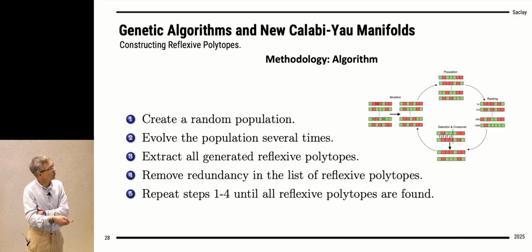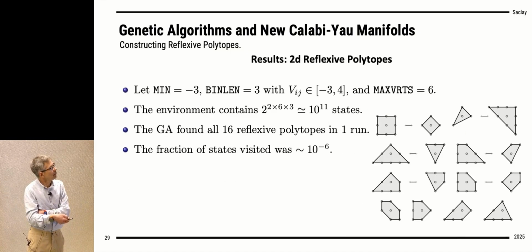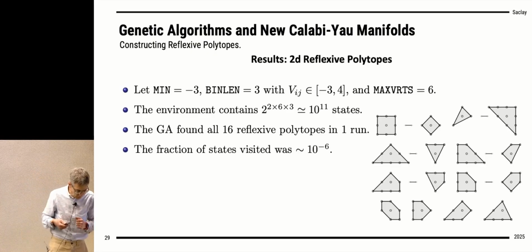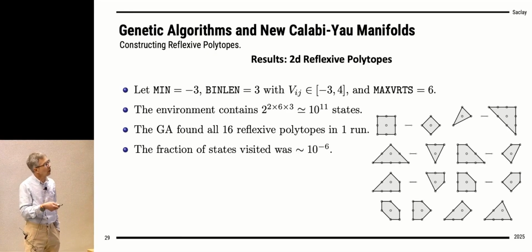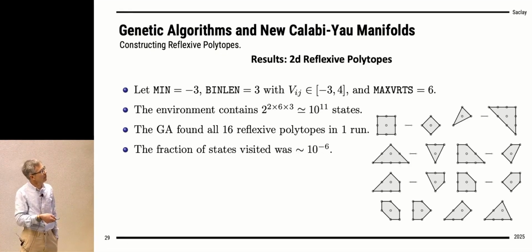Okay, we go through these steps, and then here, just to make sure that this whole principle works, in just one run, all the 16 reflexive polytopes were constructed. And these are the reflexive polytopes here. These were the polytopes that were known.